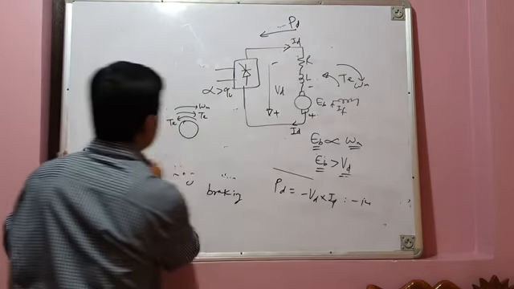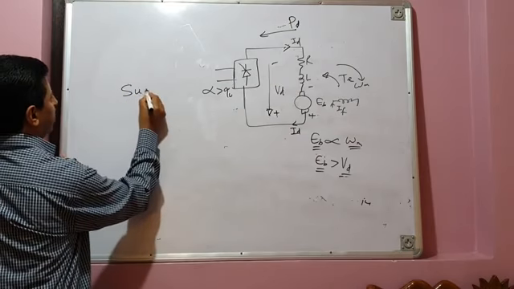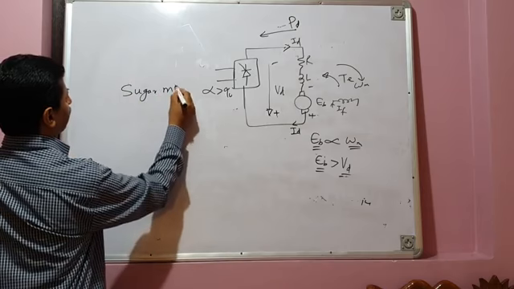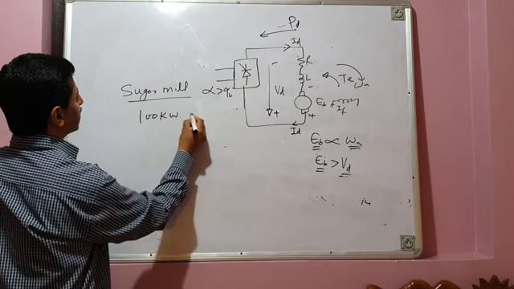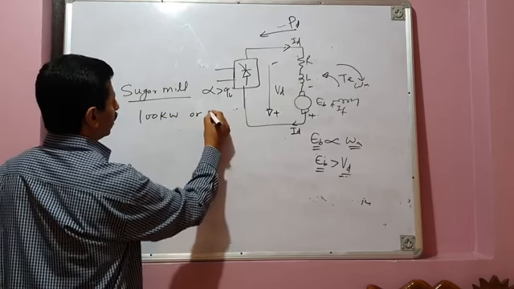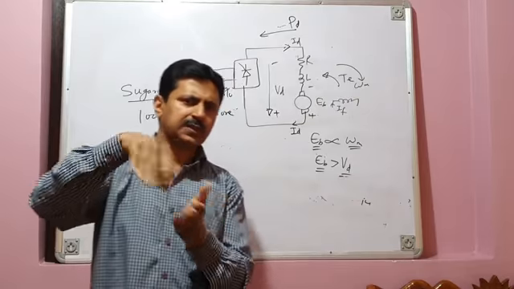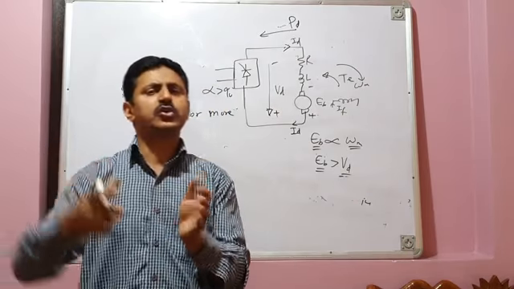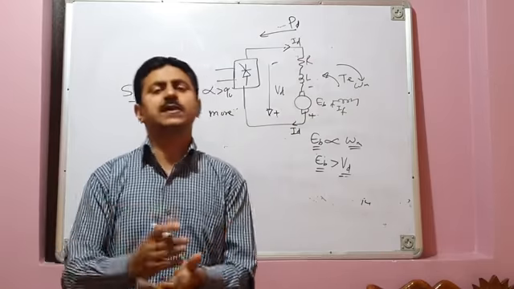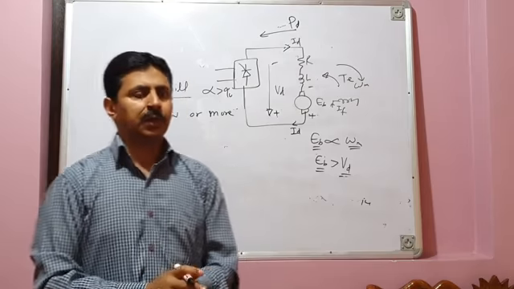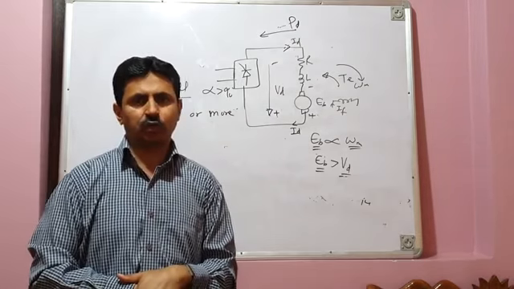Another example is a sugar mill. This regenerative braking is used in a sugar mill. In a sugar mill, we use a motor of 100 kilowatts rating or more. A very large motor is used which drives the load, and that load is used for processing to produce the sugar. And this load in a sugar mill is a high inertia load.